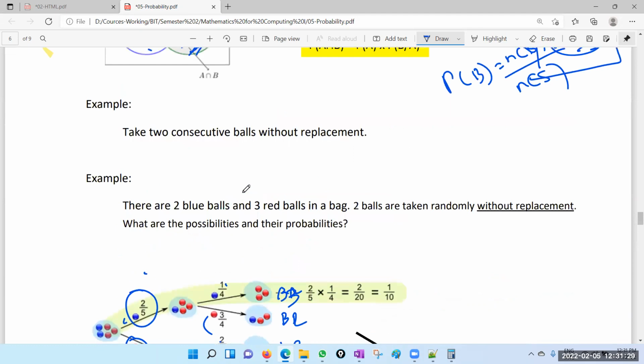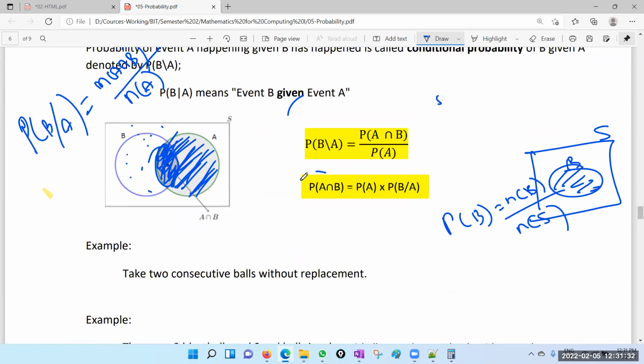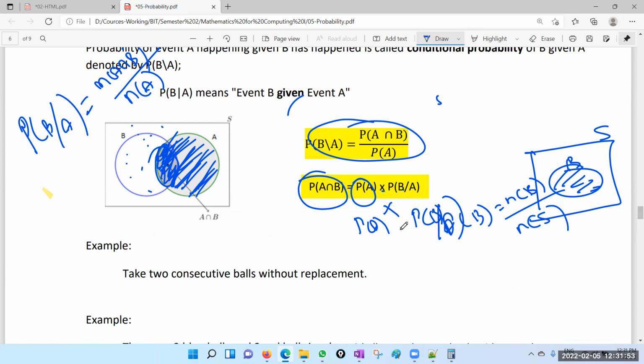So we can apply this formula. Probability of A and B is, because B depends on A, the probability of A into the probability of B given A, because we can restructure this. It's very important. Still we multiply, but it is not PA into PB. No. It is PA into P of B given A.